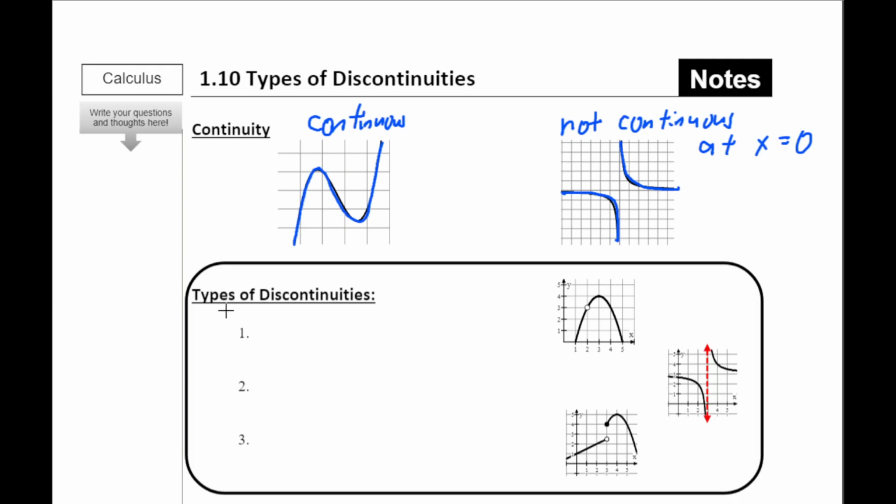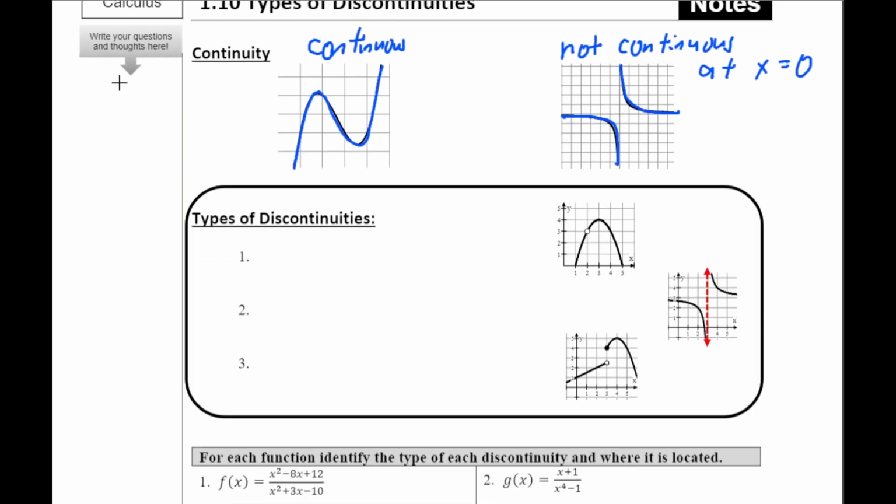There are three types of discontinuities we're going to go over. The first one is called a hole, and in parentheses, write removable. The reason this is called removable is because if I just filled in this hole here, it would be continuous. A hole is just one place in the graph where it is discontinuous.